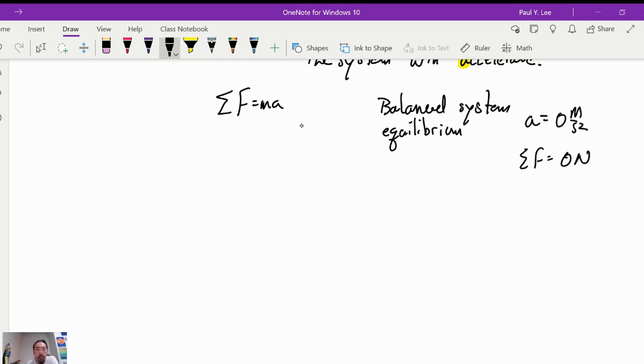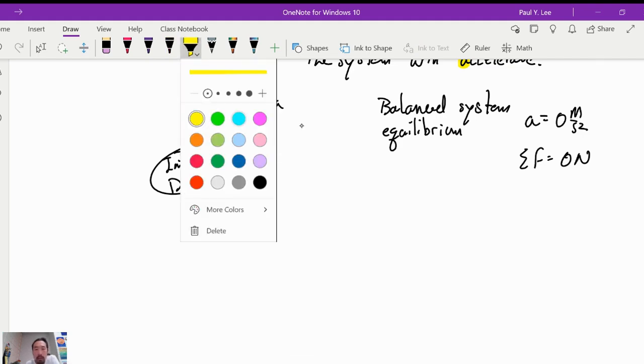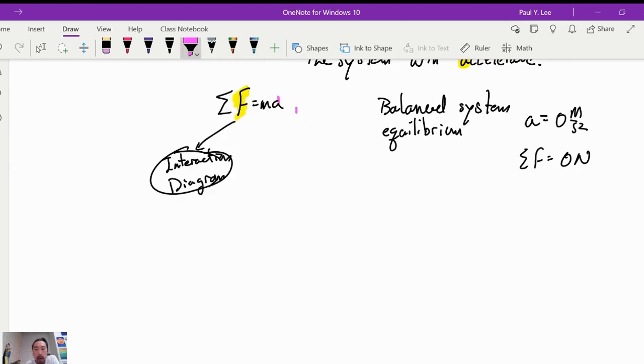So there are a couple of things I want to point out before we end this video. This F here is all about the interaction diagrams that we practiced in the previous unit. That's how we get all the forces, using free body diagrams or force body diagrams and coming up with the interaction diagrams. And this acceleration, let's do this in a different color, was all about units 1 and 2, well, mainly unit 2.